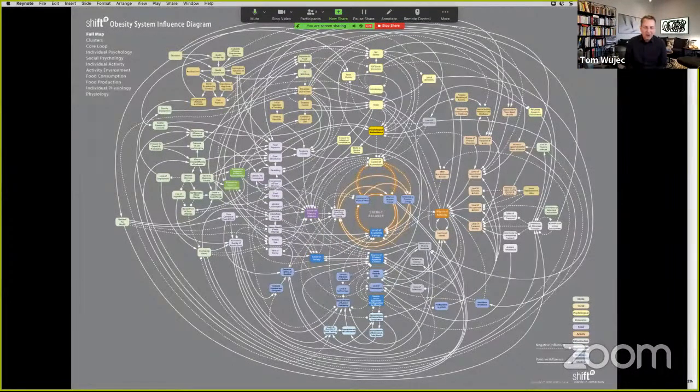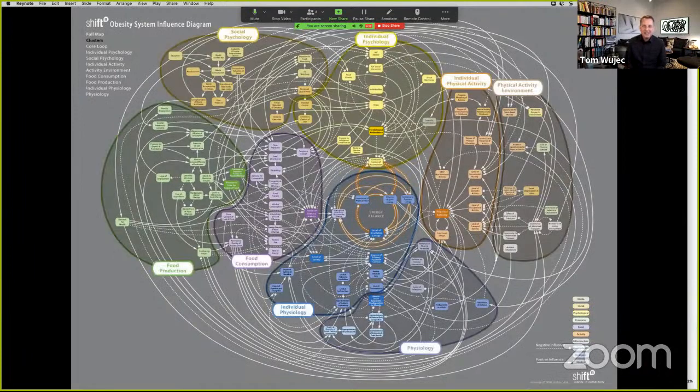This is a systems model that illustrates the factors for obesity. If you think about what causes obesity, it's not just food in caloric input and output. There are multiple systems. In fact, this shows clusters and nested hierarchies and layers of systems that contribute to each other.